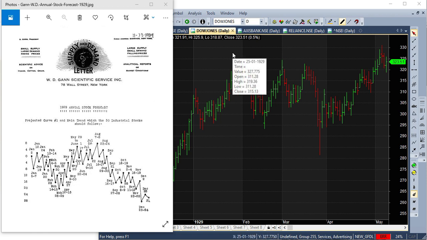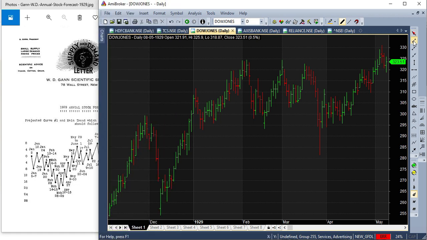On my right hand screen, you can see this is the Dow Jones chart. This is the daily chart for 1929. What he forecasted was January 2nd will be the high and January 5th or 7th will be the low. So we have a high here on 3rd of January and 8th is the low. We forecasted 5th or 7th will be the low, and we have a low here on the 8th. By the way, this forecast is accurate by plus or minus one trading day.